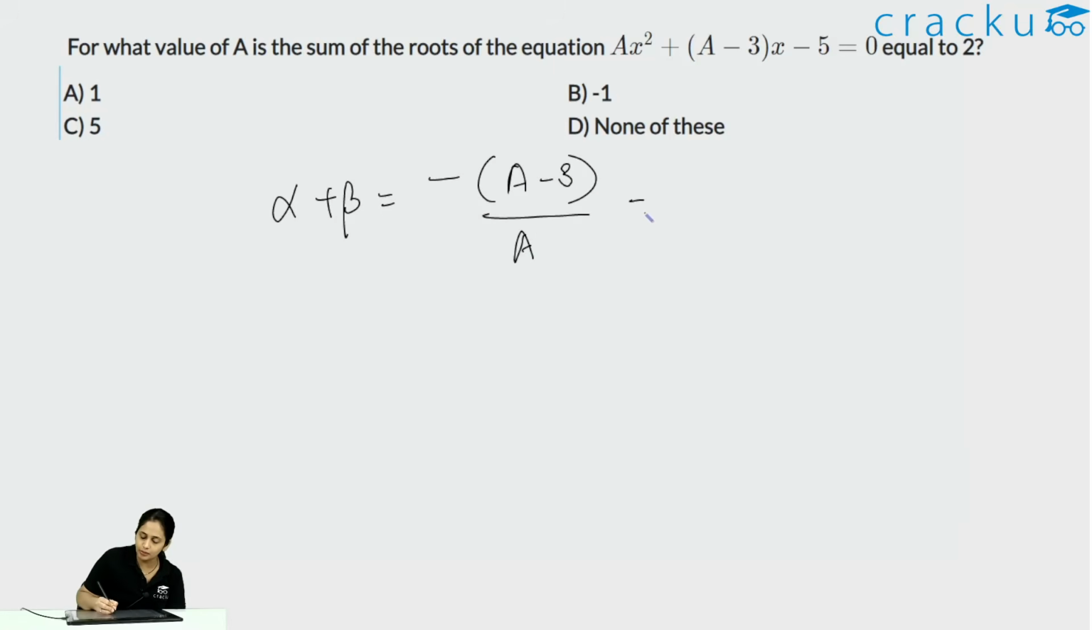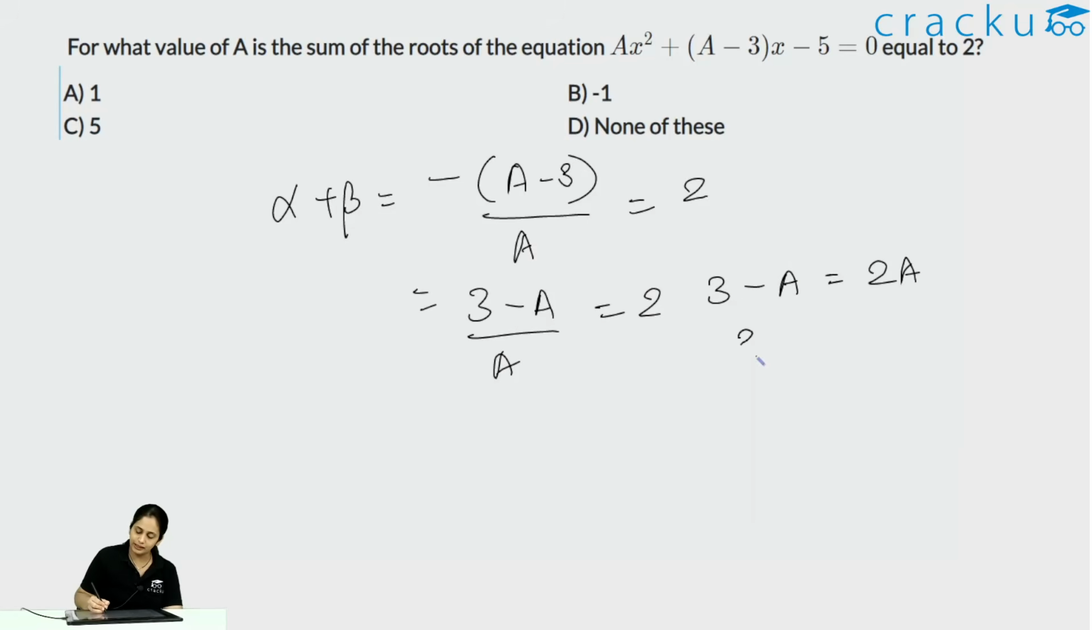Now this is equal to 2. So this is essentially (3 minus a) by a is equal to 2. That is 3 minus a is equal to 2a, or rather 3a is equal to 3. So a is equal to 1. So the only value of a where this is equal to 2 is when option A, a, is equal to 1.